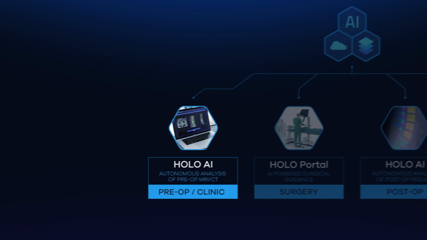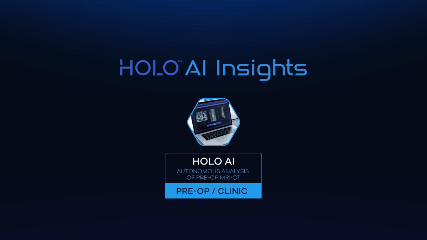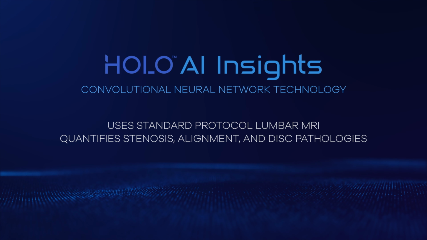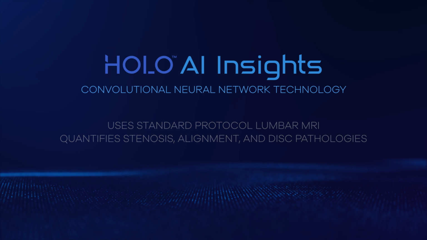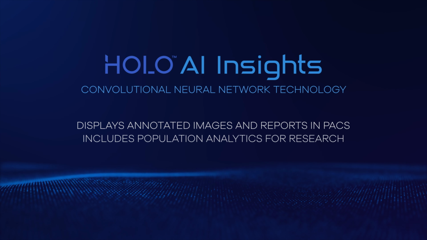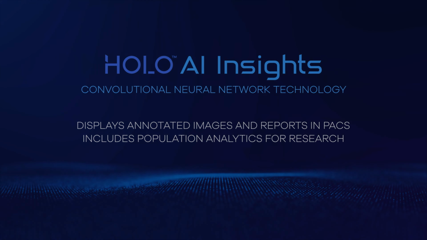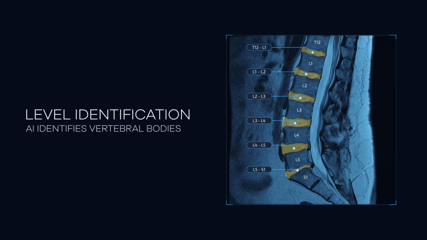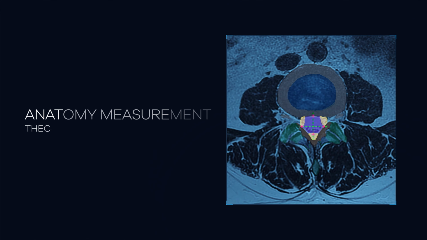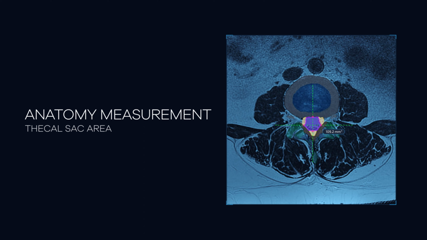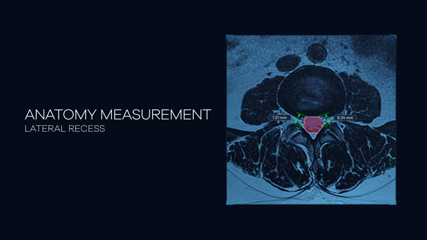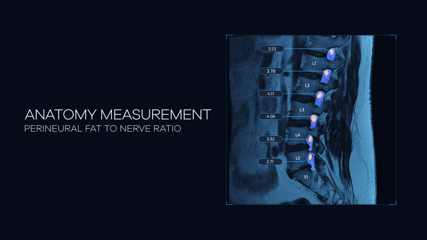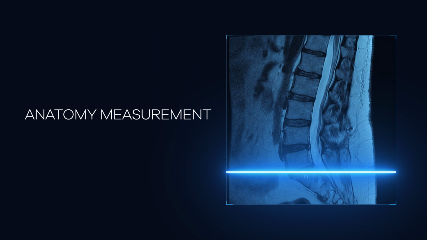When applied to diagnostic lumbar MRI images, the technology can perform a series of automated measurements on key anatomic structures. These measurements are used to derive a structured data set of objective and quantifiable biomarkers. We'll first identify the vertebral levels, which allows it to categorize subsequent findings. The quantification of anatomic structure starts with thecal sac area, a linear distance measurement in the lateral recess, and perineural fat and nerve for evaluation of nerve compression.